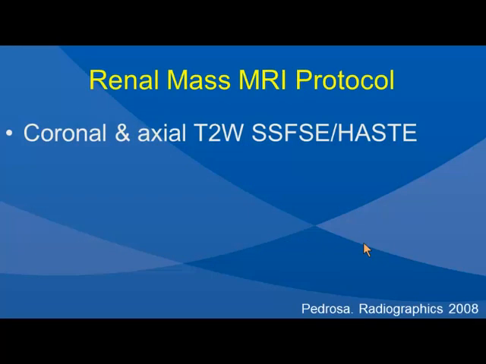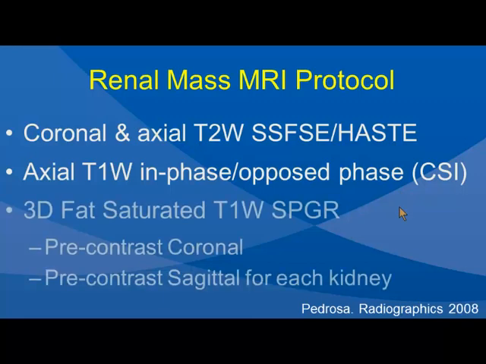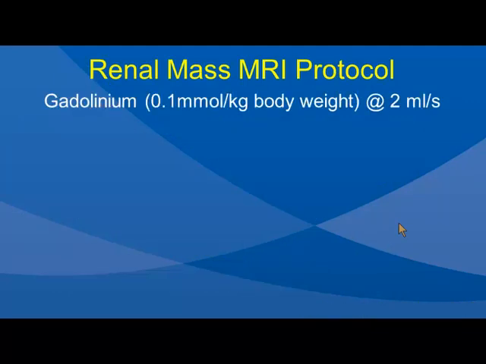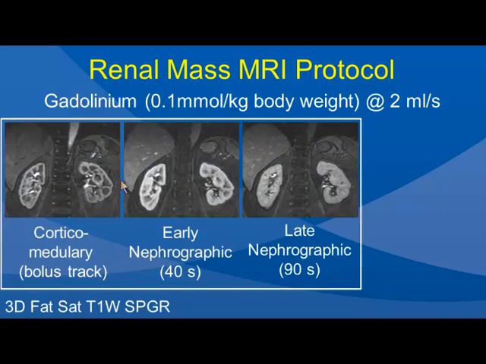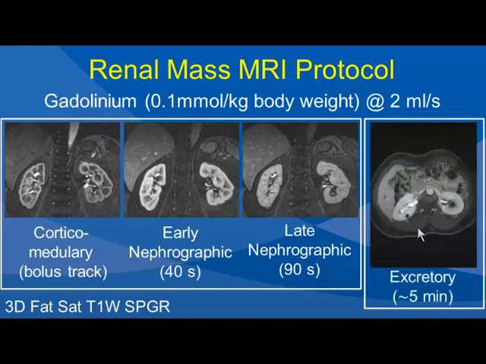Our protocol starts with coronal single-shot fast spin echo images in both coronal and axial planes. We then do chemical shift imaging, axial T1 in-phase and opposed-phase imaging. And then we acquire a series of 3D fat-saturated T1 spoiled gradient echo images in the coronal and sagittal planes for each kidney. After administration of a single dose of gadolinium, which we do on a body weight-based approach, we acquire our coronal images again dynamically, as you can see here, with a corticomedullary phase. There's a timing to the arterial phase, and an early and late nephrographic phase. We then acquire again the sagittal images for each kidney, and we finish with axial delayed images during the excretory phase.